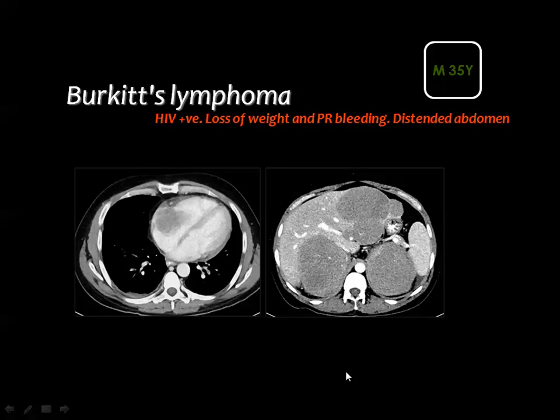And this is a case of Burkitt lymphoma in a 35-year-old male who is HIV positive, presenting with loss of weight and rectal bleeding with a distended abdomen. The section in the chest showed a mass in the right atrium and some pericardial thickening and minimal pleural thickening as well. Lower down, you see a bulky lesion in the left hepatic lobe and two other lesions in the adrenal glands.